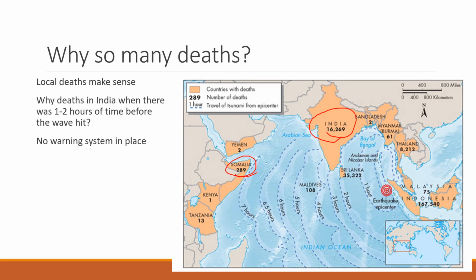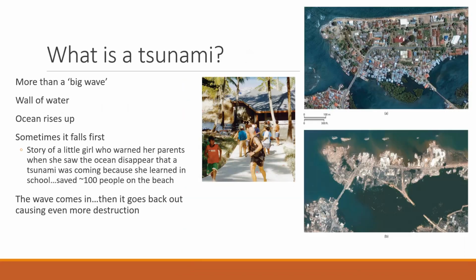There is a story of a British little girl who was vacationing in the area, and she saw the ocean recede. She saw the ocean disappear when she was on the beach. She had learned about tsunamis in school, so she ran and got her parents and said, "We have to get off this beach. We have to get out of here." And she and her parents were able to tell people, and they evacuated that beach, and so they saved a bunch of people's lives because she recognized that sign: the water has receded, something is coming, we have to get away. So that is education, knowing about this.